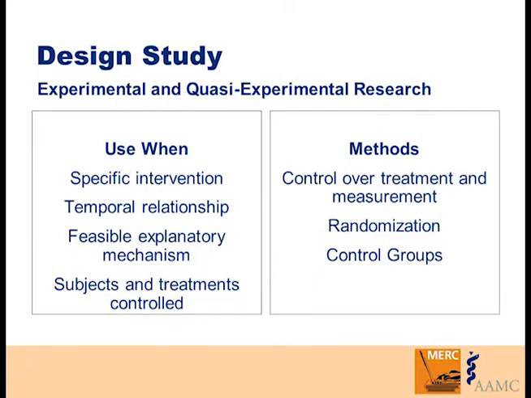As topics evolve and the literature is more complete, experimental methods are feasible. Our two big choices are experimental and quasi-experimental designs. The main difference between the two is randomization.